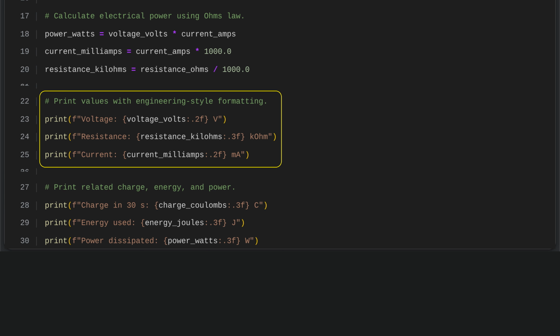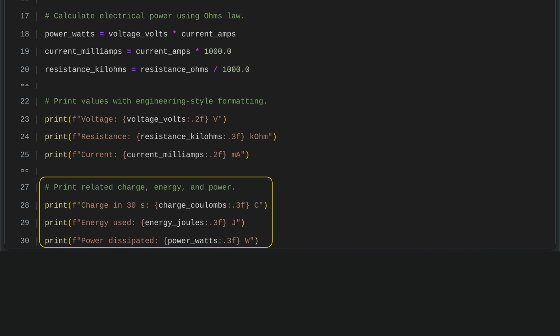The output presents key circuit values in readable engineering units. Voltage is shown in volts to 2 decimal places. Resistance is converted to kiloohms with 3 decimal places, and current is shown in milliamps to 2 decimal places. These formats make the values clearer and easier to interpret in practical circuit analysis.